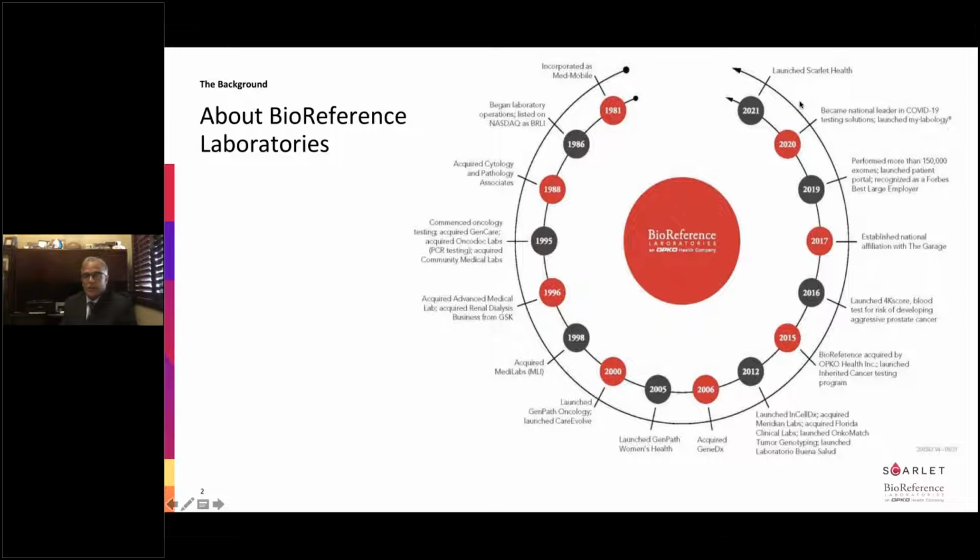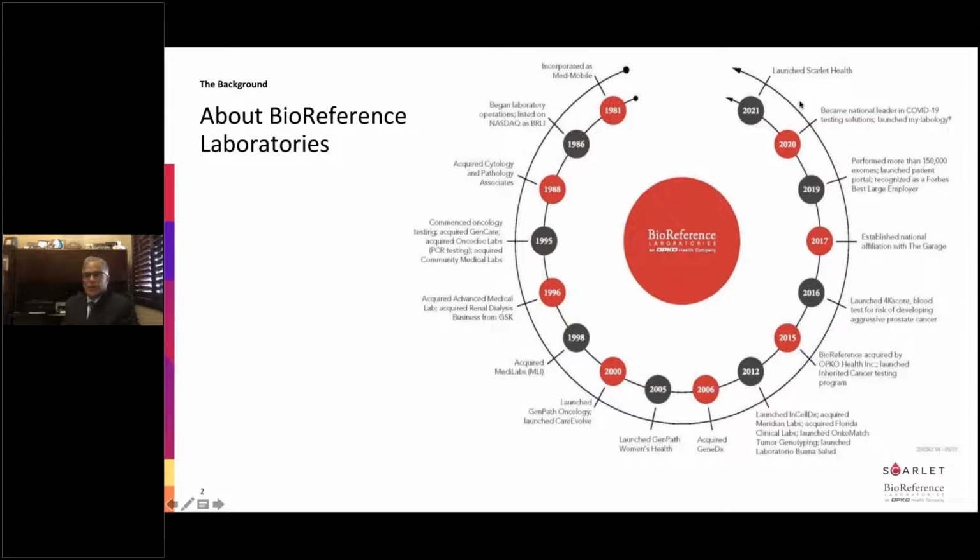2016, the following year, we launched the 4K score, which is a blood test for risk of developing aggressive prostate cancer. It can detect metastatic cancer up to 15 to 20 years out, and it still remains today a proprietary test of BioReference, with a large emphasis from our organization on our oncology and our men's division.